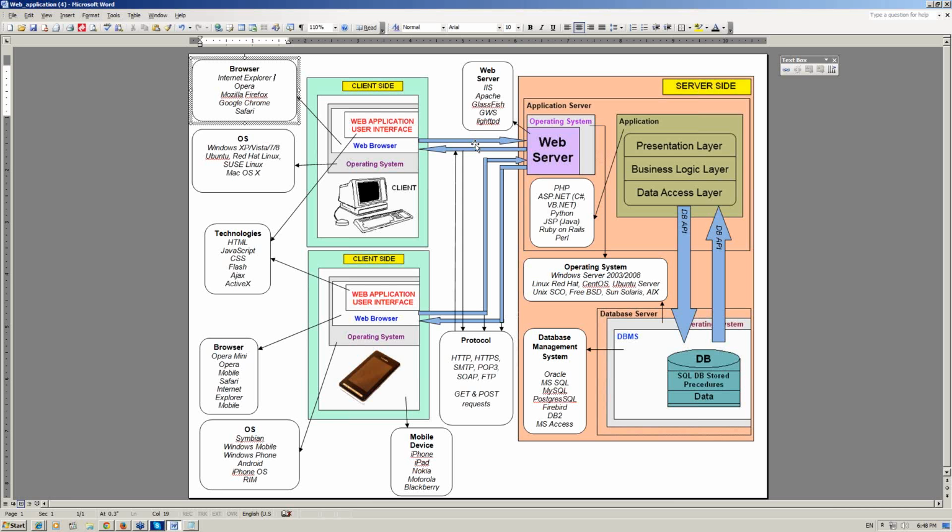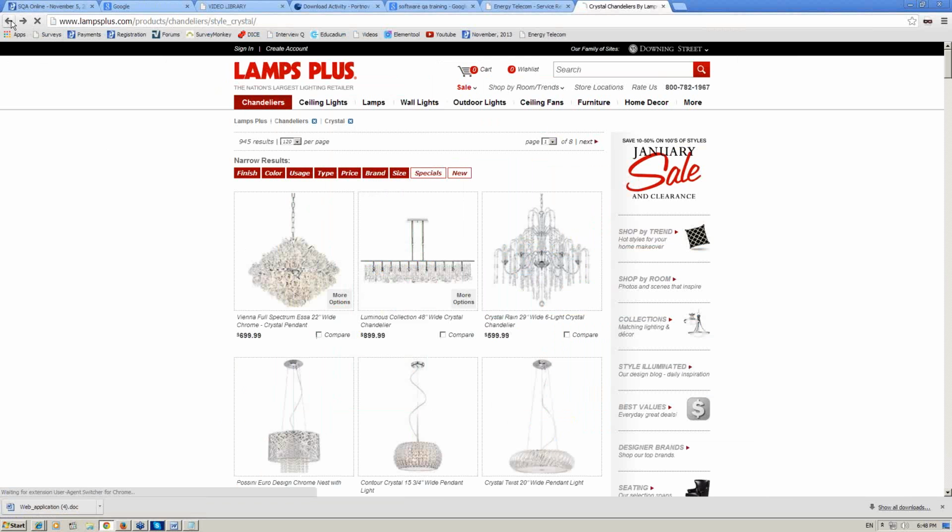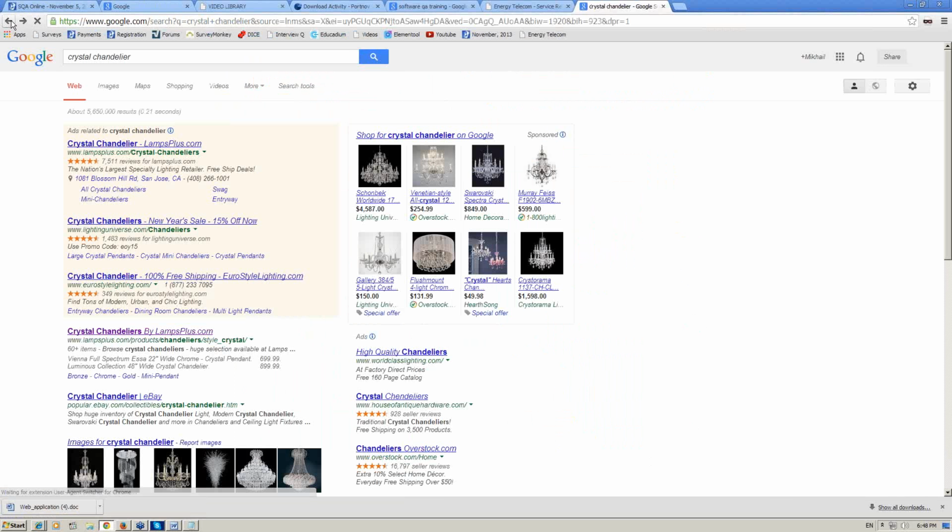Web server. The function of a web server is to keep files. It's a storage of files. So when I go to where did I go? Okay, let me go back a little bit.